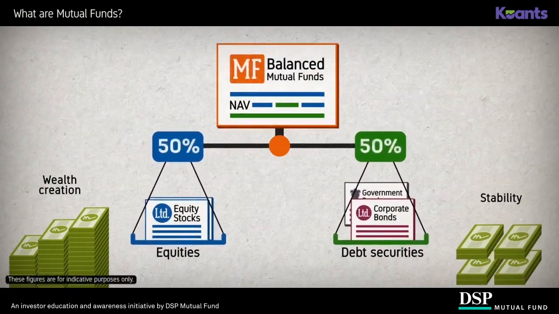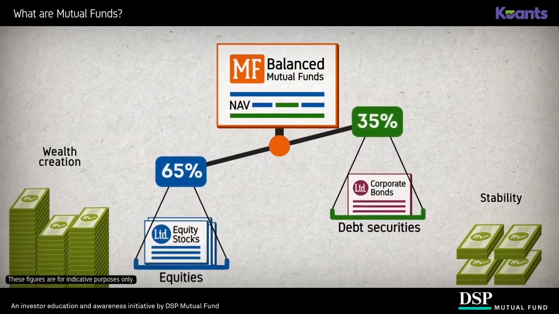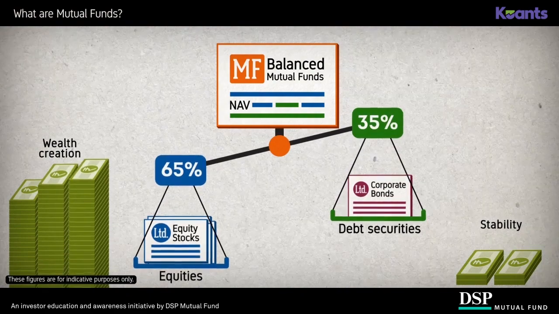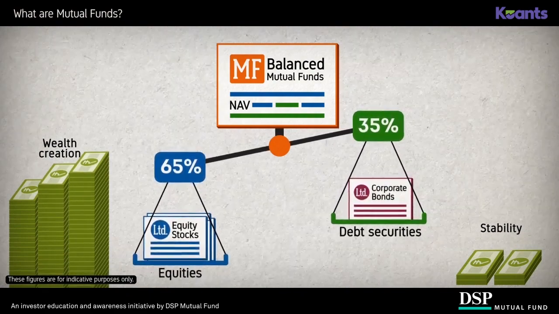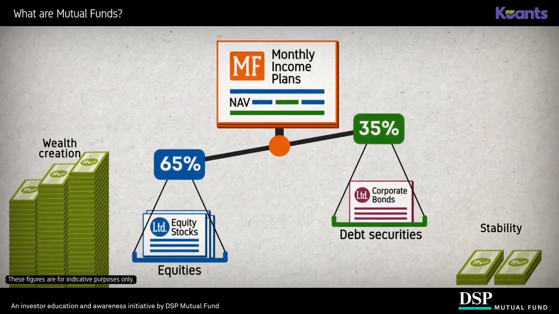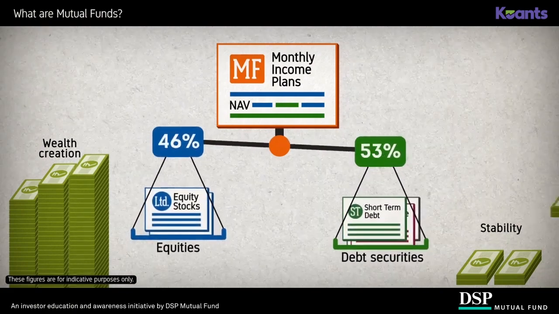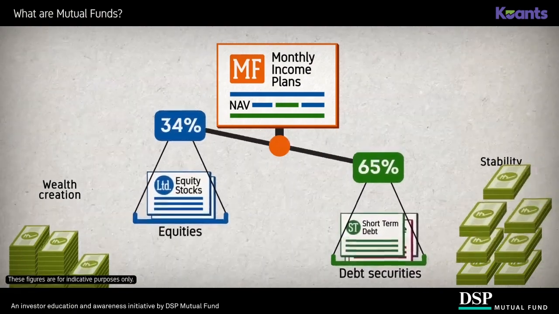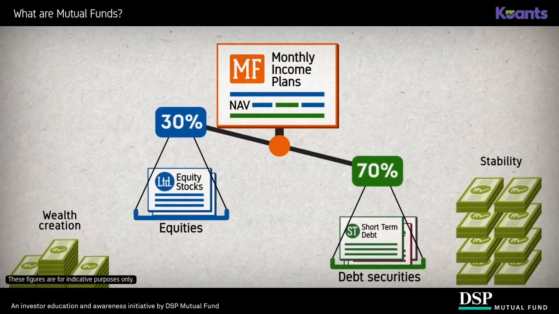Balanced funds are usually equity-oriented hybrid funds with a minimum of 65% exposure in equities and the rest in debt. However, there can also be other asset allocation patterns among hybrid funds. For instance, monthly income plans are debt-oriented hybrid funds which aim to generate regular income primarily through debt instruments while also investing a small portion in equities.